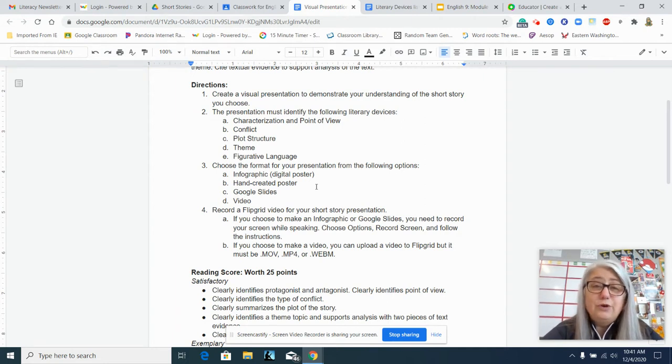You can do a hand-created poster if you want. If you like to draw and do that kind of thing, you could do that and then just use that in your presentation. You can do Google Slides. If you're logical like I am, you'd have one slide for each of those things, or maybe 2 slides. You can include some pictures in there if you want. Or you can just do a video of you talking through your identification and analysis.